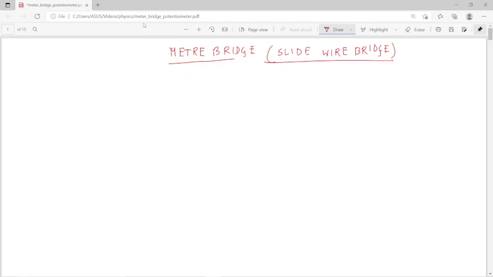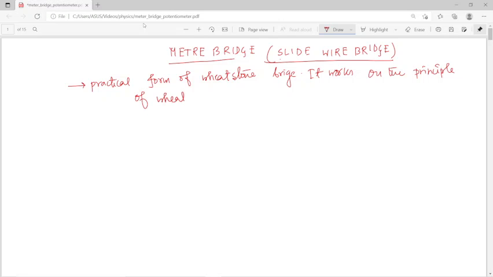This is a practical form of Wheatstone bridge. You can say that it is nothing but the practical form of Wheatstone bridge, and of course it works on the principle of Wheatstone bridge.